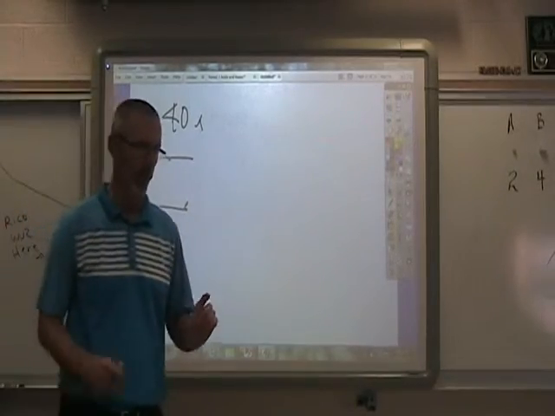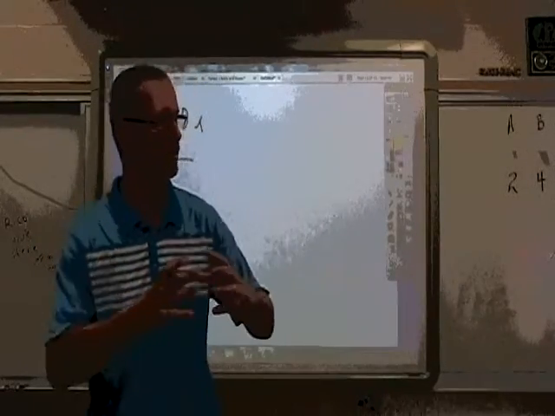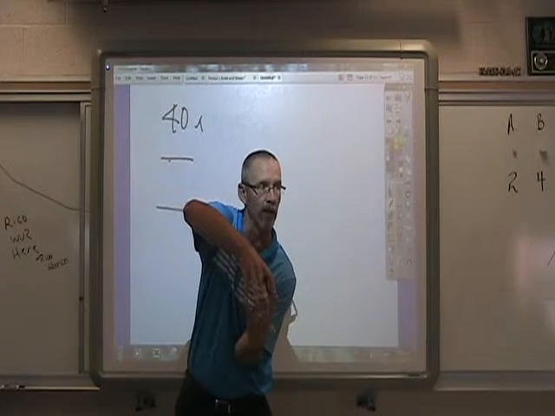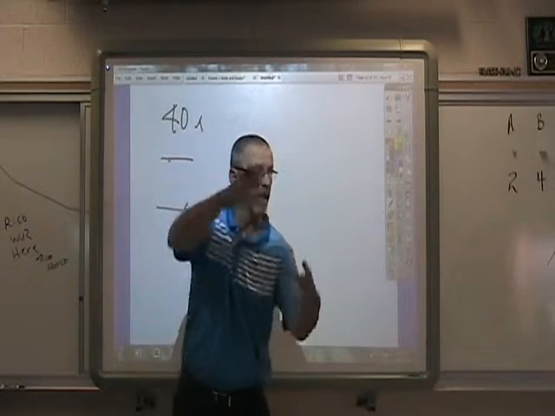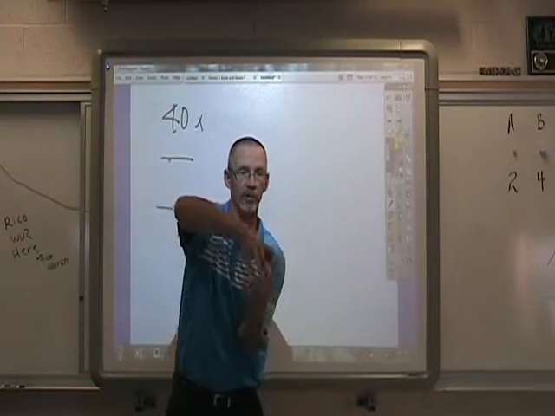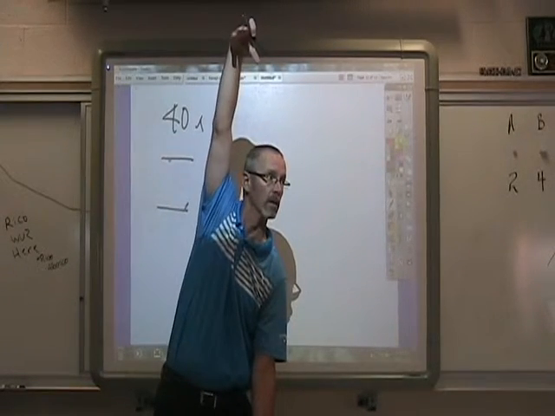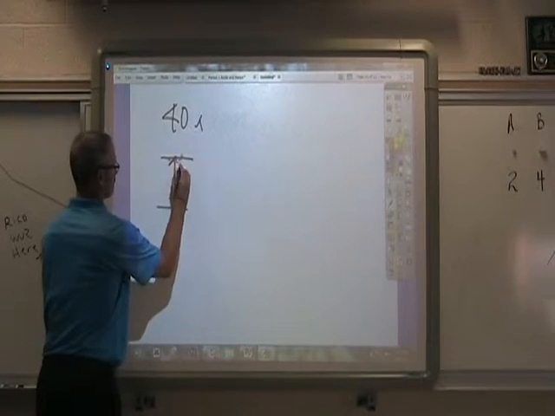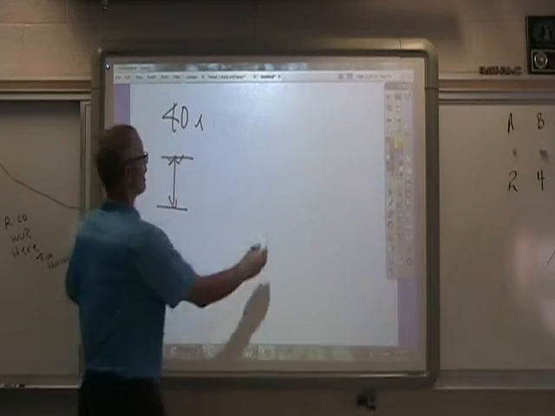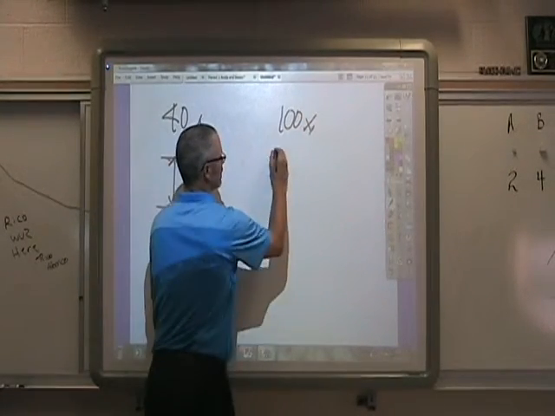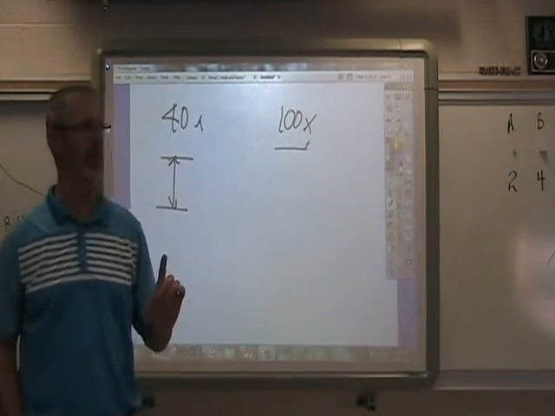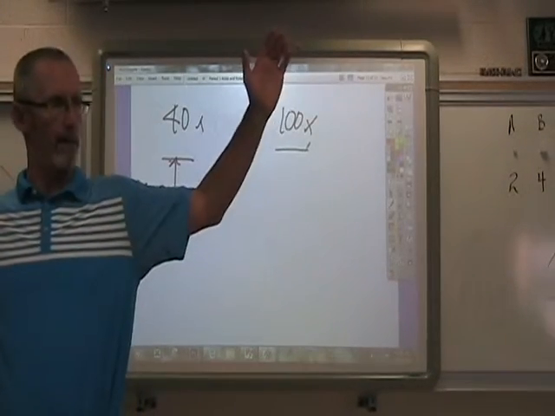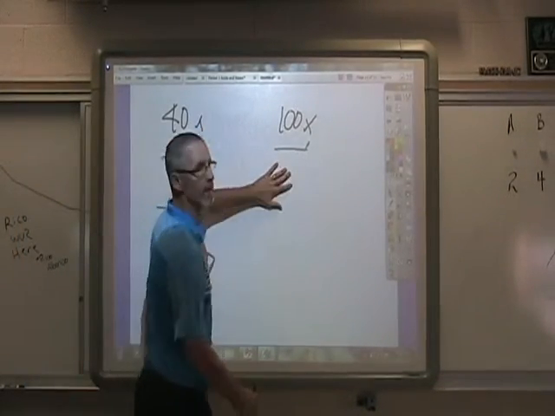Here's the cool thing. When you magnify something, it doesn't just get bigger. It also gets, ready? Everybody looking at me? Bigger. It doesn't just get wider, it gets what? It gets deeper. The sample, right? So if that's 40x, right there, and I take that to 100x, not only did the field of view get smaller because the image got bigger, it also got deeper.